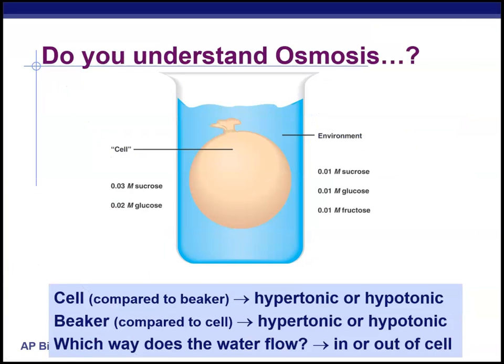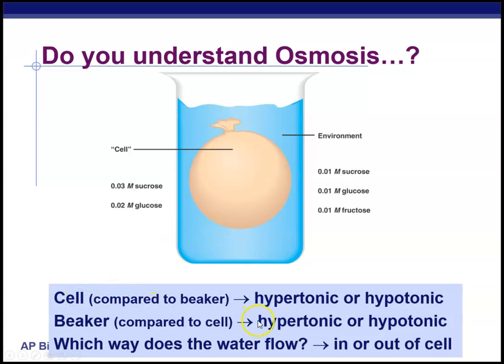So let's see, can you figure this out? You could pause the video and take a look here. We have a cell in a certain environment. This is a model, by the way. They're using a material called dialysis tubing that they have to fill and then tie off on one end. It's like a little balloon, but it's made out of dialysis tubing, which is like a semi-permeable membrane, allowing some things in and out at a certain rate.